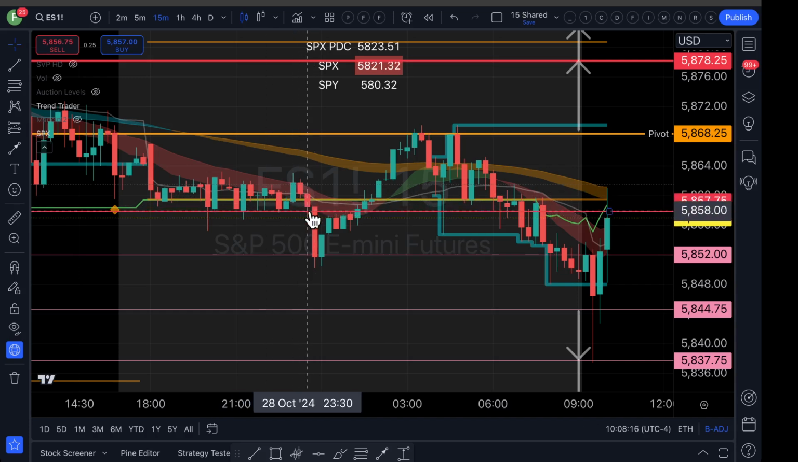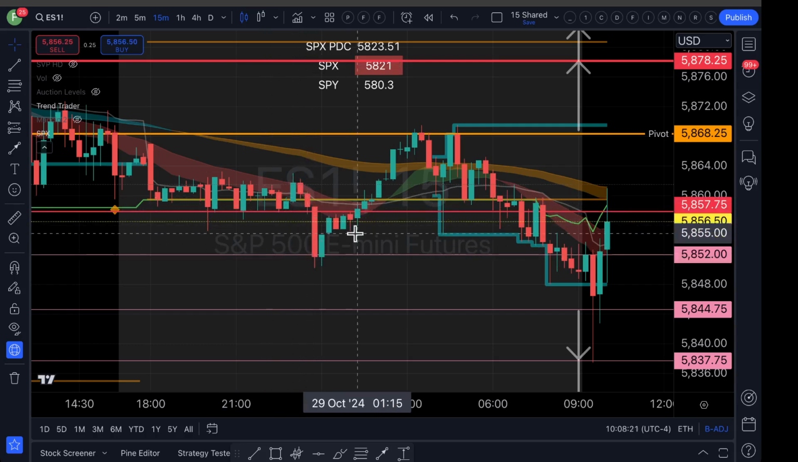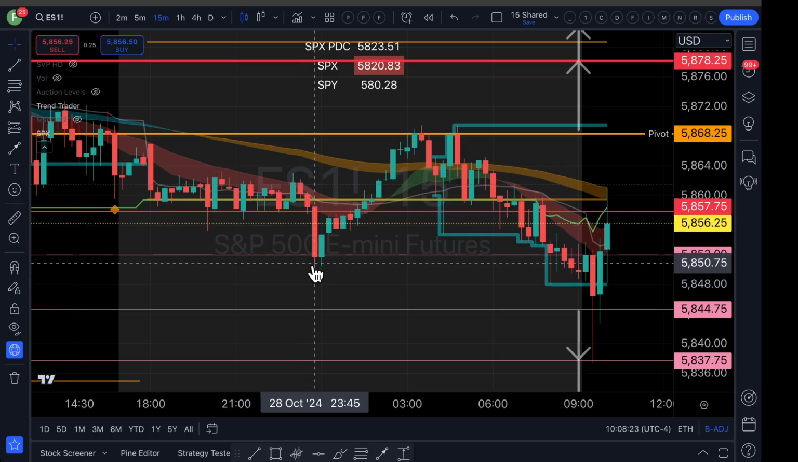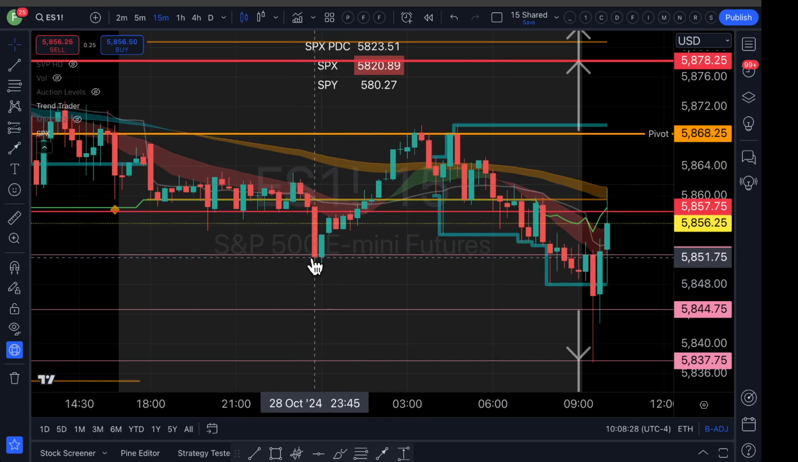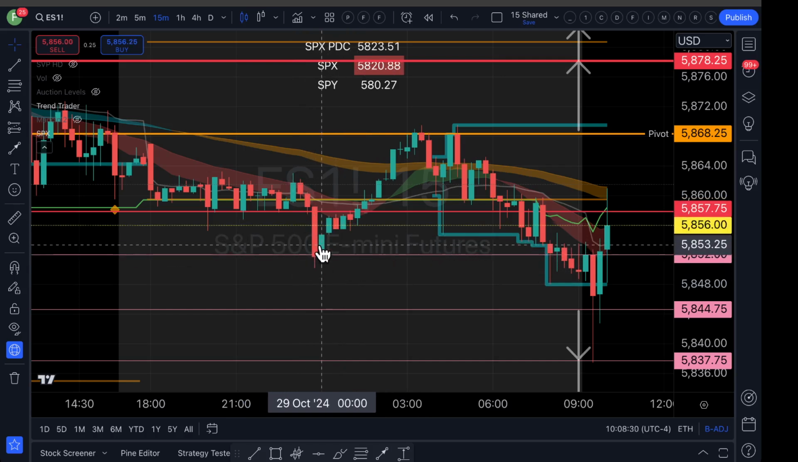Like if you took a trade down here, it probably would have made you money and it would have locked in a lot of those profits. But then you have a bounce at a level. Okay, so expect possible bounces at these levels, but obviously trade what you see.